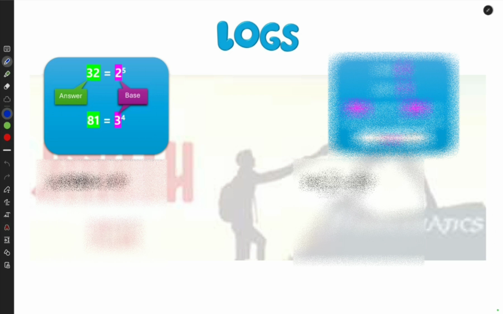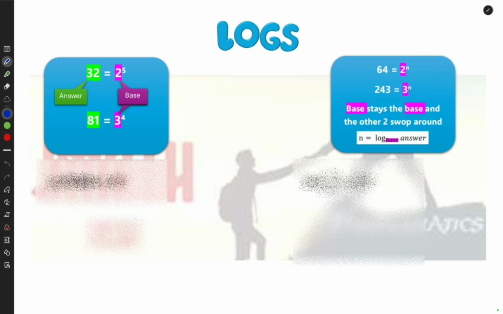If we look at this block to the left, we know that 2 to the power 5 is equal to 32, and 3 to the power 4 is equal to 81. Now I want you to see where the base is and where the answer is in that little equation. Now if we look at the block to the right, we use logs if we don't know what n is. In the first little equation up there, I wrote 2 to the power n is equal to 64. So I can use logs to see what the exponent must be so that the answer is 64.